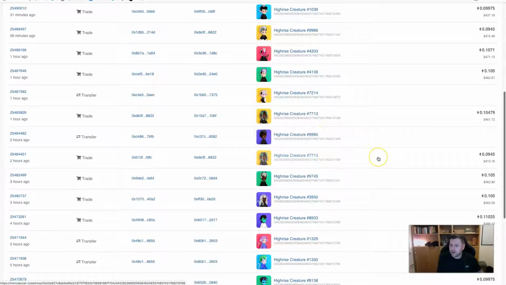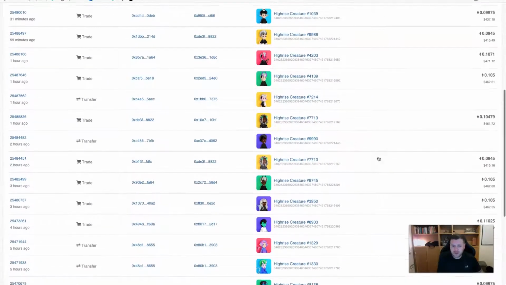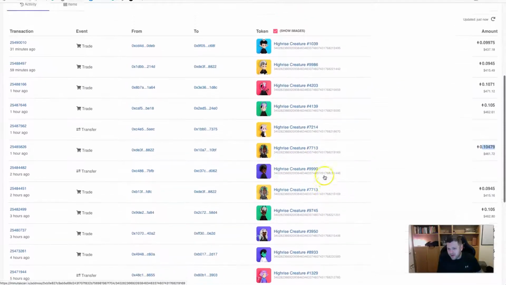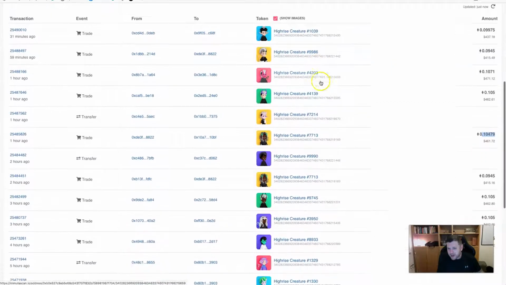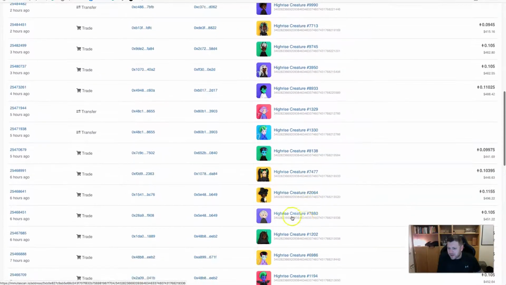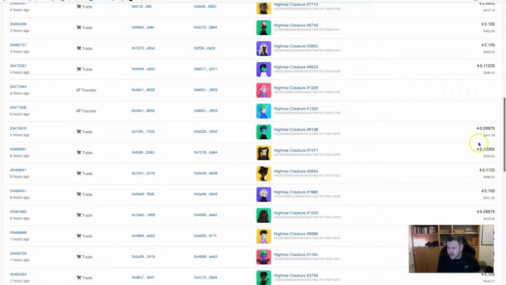We can see the transactions. Do you remember I showed you who was flipping? So we can see this one here. Someone bought that two hours ago for 0.0945 and then sold it within an hour for 0.104 and made roughly $46 profit. So that's that one. If there's any other ones in the mix, I don't see them. I'm looking for the numbers here. So people are just flipping the floor, you know what I mean? They're getting in, getting out, getting in, getting out.